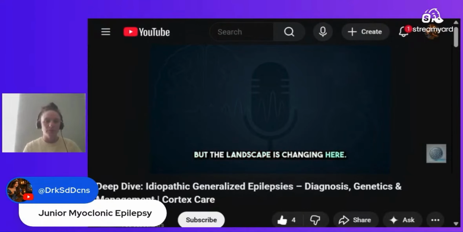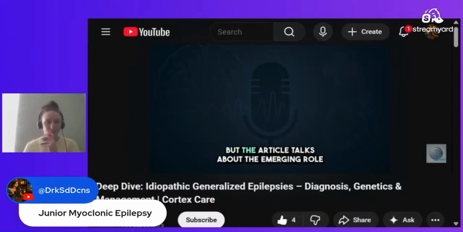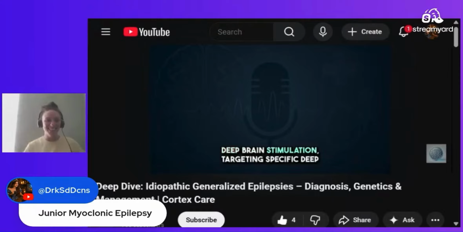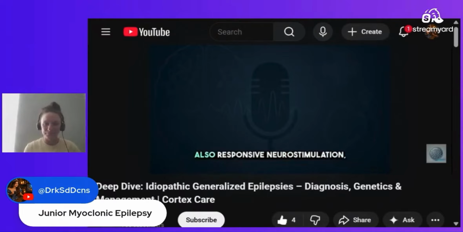But the landscape is changing here. How so? Not resective surgery, surely. No, not typically cutting tissue out. But the article talks about the emerging role of neuromodulation for drug-resistant IgE. Like brain stimulators. Exactly. Things like vagus nerve stimulation, VNS, deep brain stimulation, DBS, targeting specific deep brain structures like the thalamic nuclei, the centromedian or anterior nuclei, also responsive neurostimulation, RNS, which detects seizure activity and zaps it. Even transcranial magnetic stimulation, TMS, is being explored.